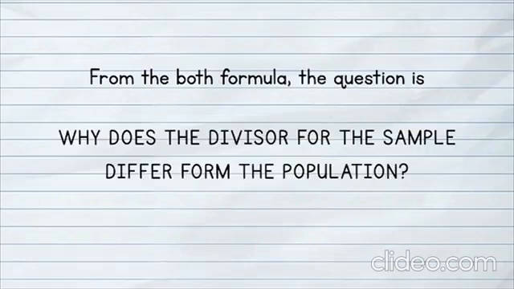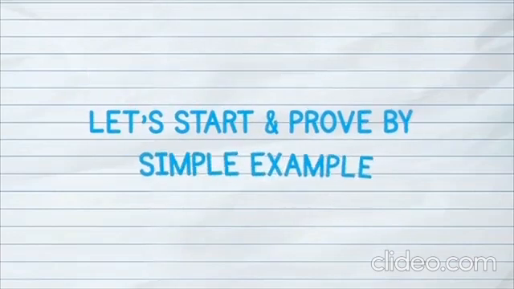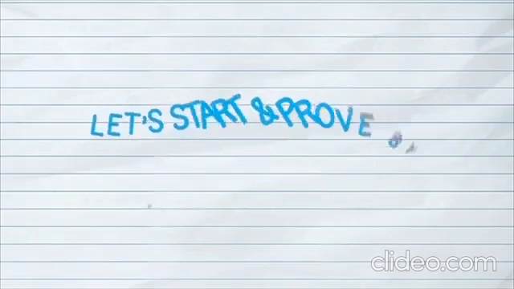From the two formulas above, why does the divisor for the sample differ from the population? To understand why dividing by n underestimates the population variance, we'll start with a few simple examples and we'll delve into the math and prove it.